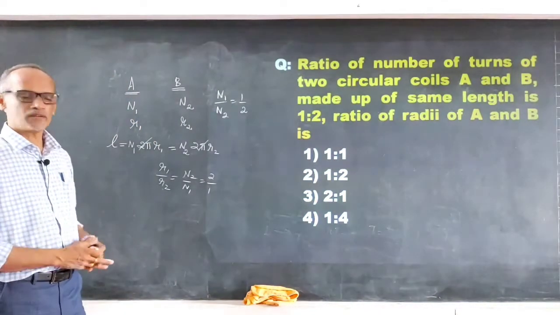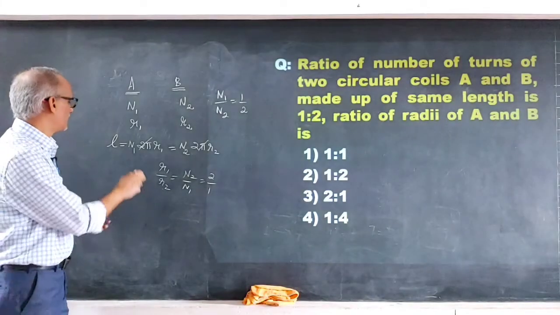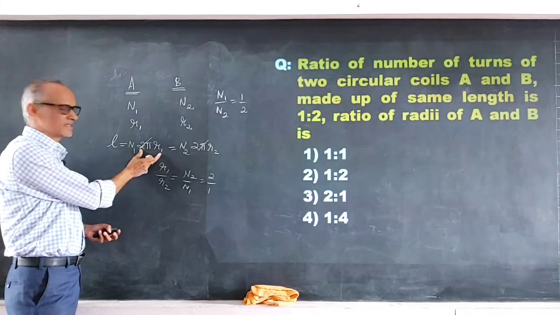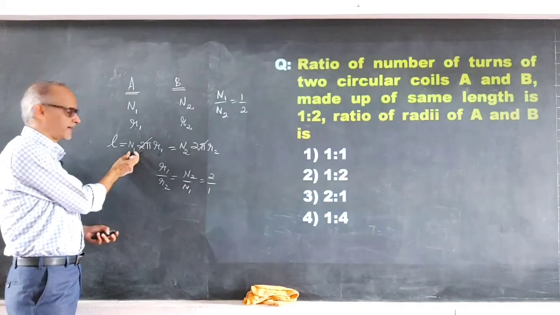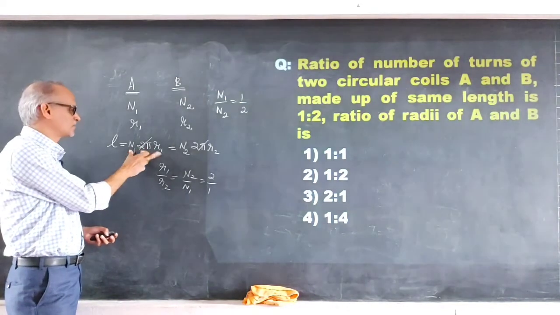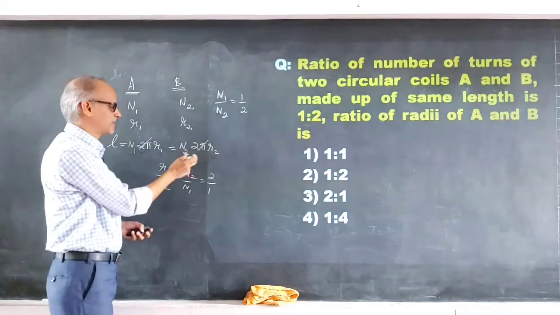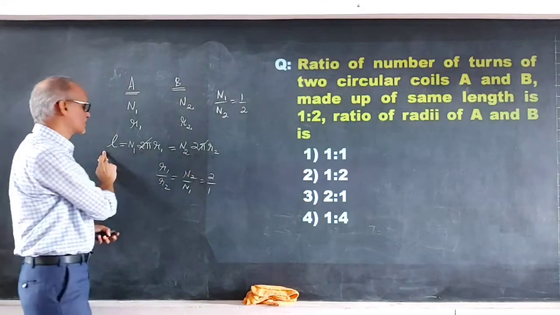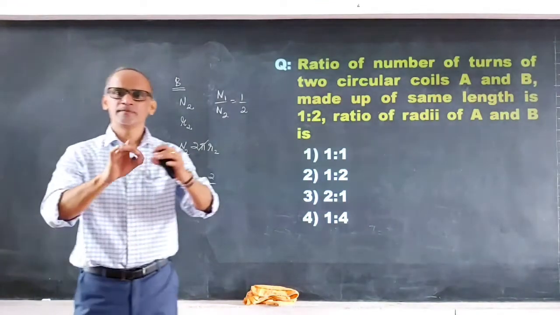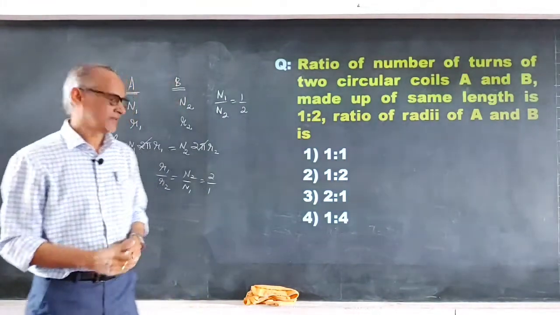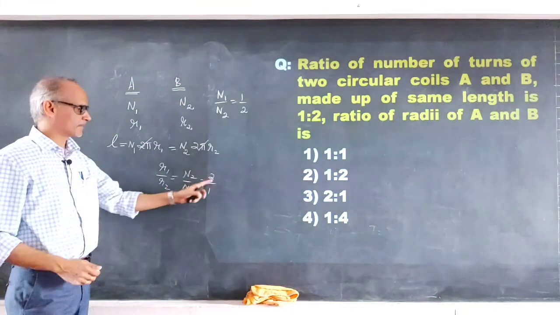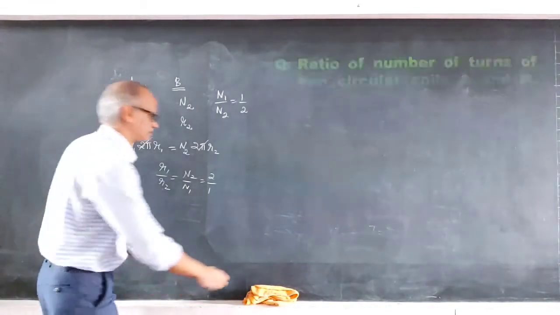Understood the method of finding, and 2 pi R1 is for one turn. This is for N turns. Total is N1 into 2 pi R1. For the second coil, 2 pi R2 is for one turn multiplied by the number. And why is it equated? Because both the coils are made up of same length. Are you clear? So that's why the ratio of the radii is given by 2:1.